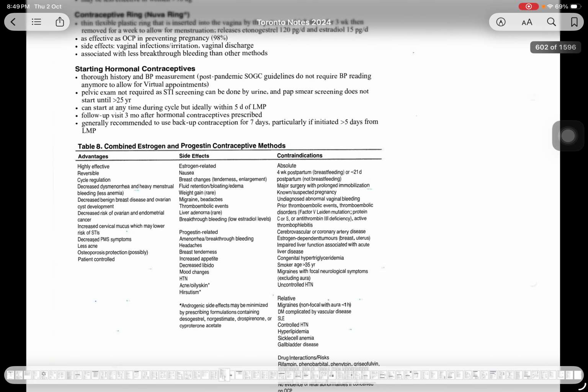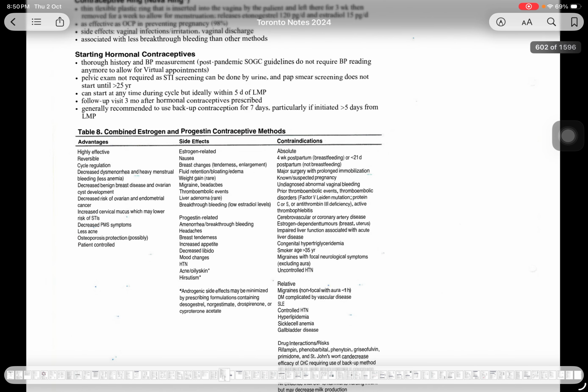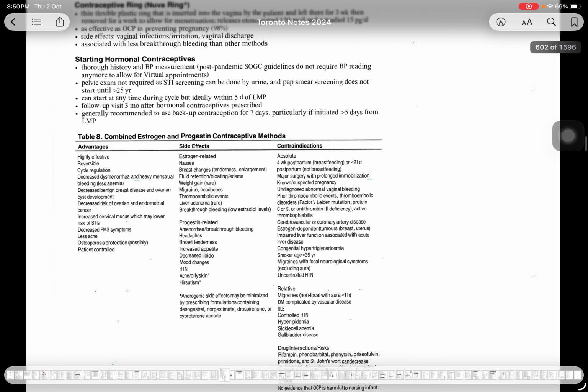Post pandemic, SOGC guidelines do not require blood pressure readings anymore, to allow for virtual appointments. That's something new that was added after the pandemic. A pelvic exam is not required, as STI screening can be done by urine. Pap smear screening does not start until after 25, so there's no pap smear screening done. There's no requirement of these things before we start patients on contraception. The only thing you really need to test is that she's not pregnant, and that's about it. And then screening for all those cardiac conditions that we discussed before.